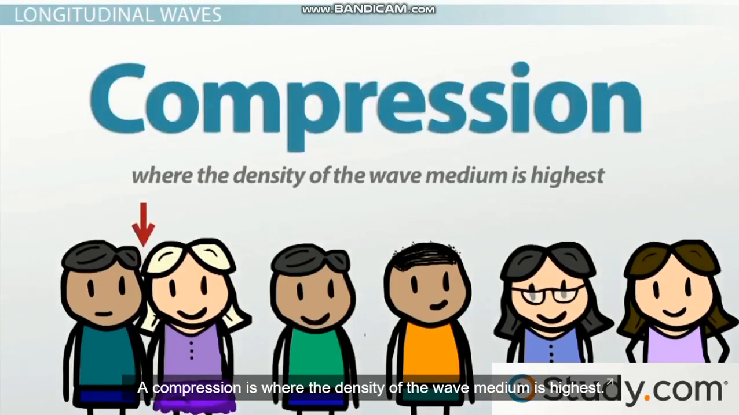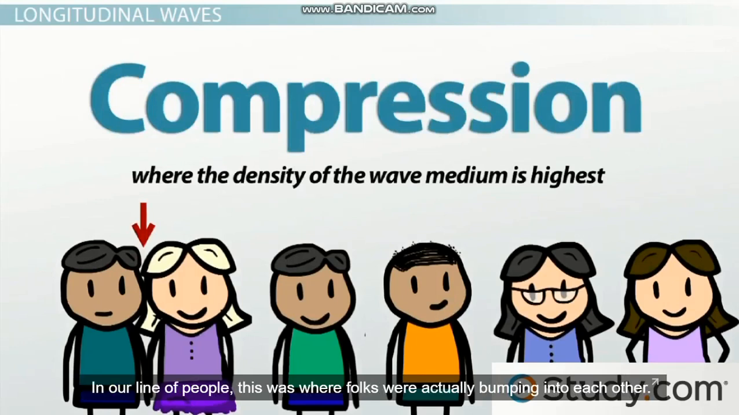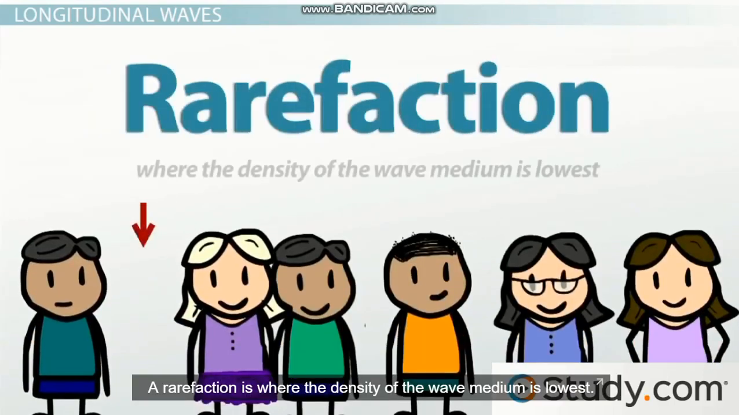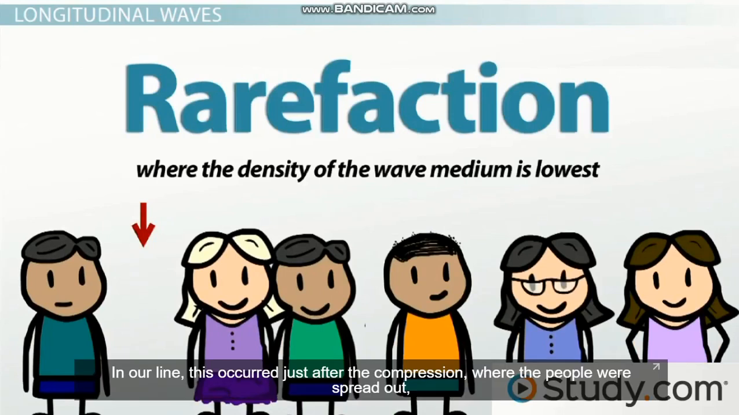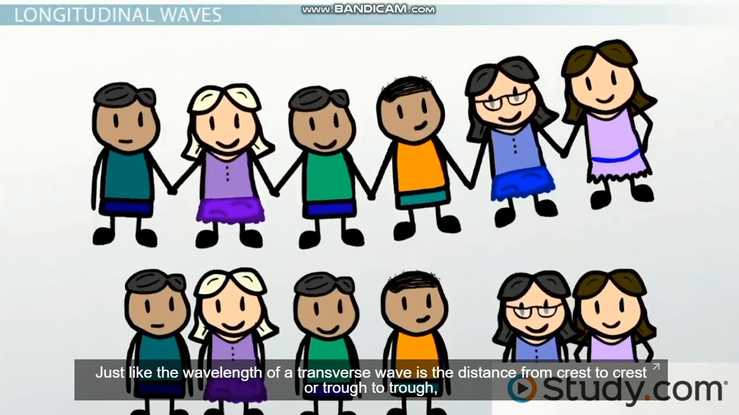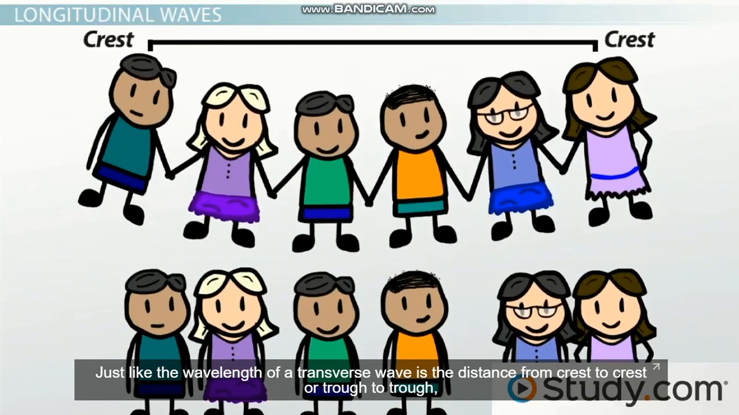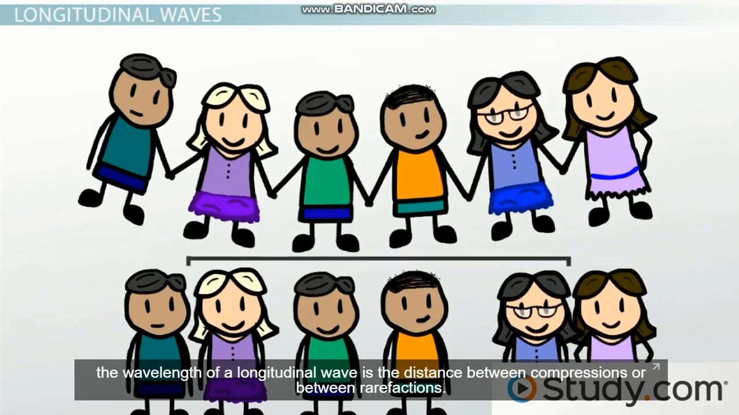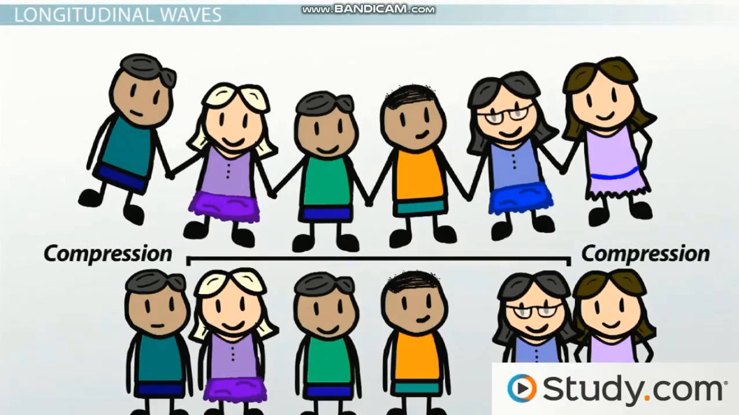A compression is where the density of the wave medium is highest. In our line of people, this was where folks were actually bumping into each other. A rarefaction is where the density of the wave medium is lowest. In our line, this occurred just after the compression where the people were spread out, trying to regain their balance. Just like the wavelength of a transverse wave is the distance from crest to crest, or trough to trough, the wavelength of a longitudinal wave is the distance between compressions or between rarefactions.